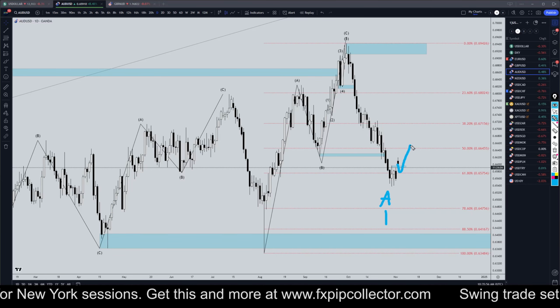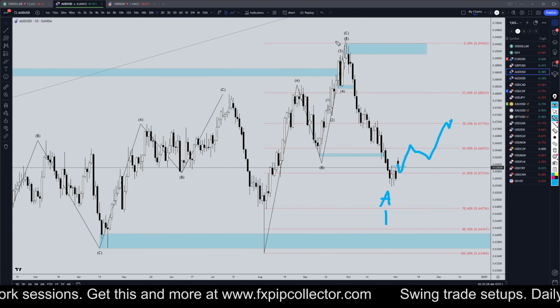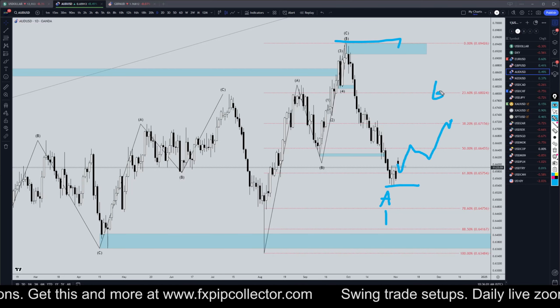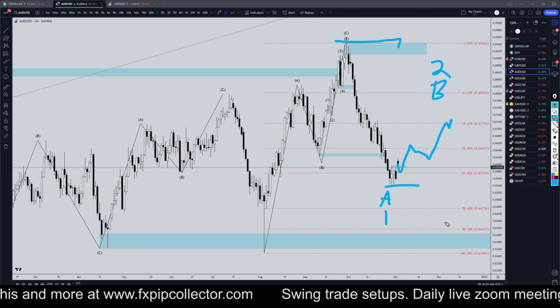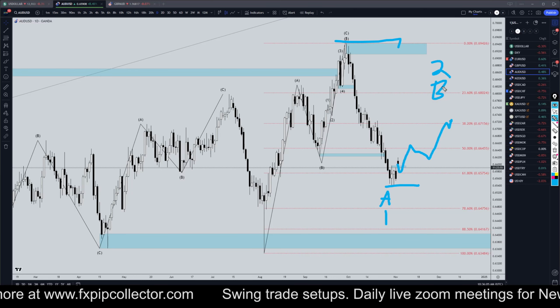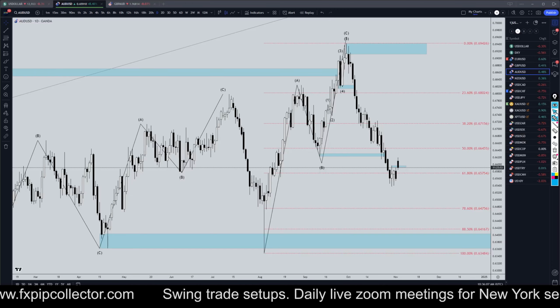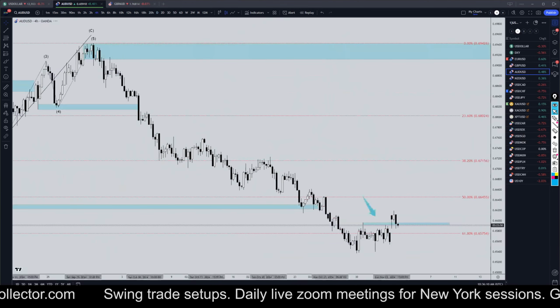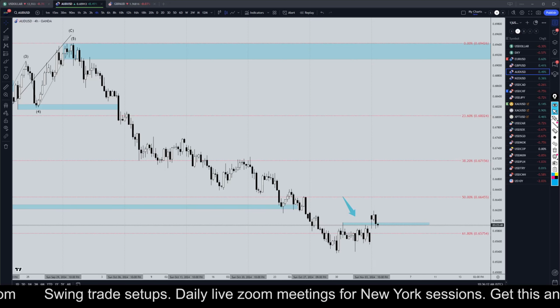I do think this first move down is going to be an A or more likely a 1, and I do think that we are likely to start a move to the upside, which would be a correction to this whole move down for a wave B or a wave 2. Most likely it is a wave 1 and a wave 2, but it definitely could turn into an A and a B.